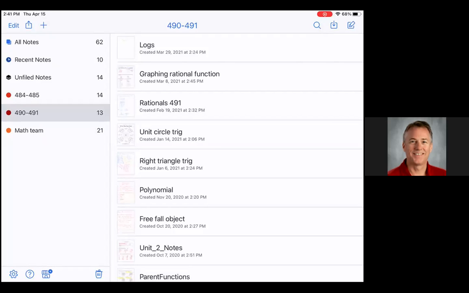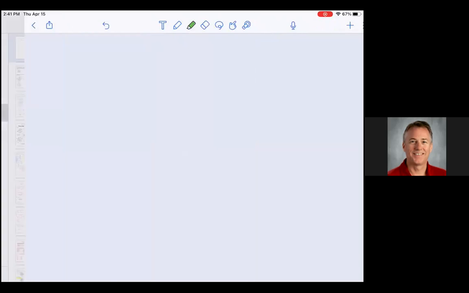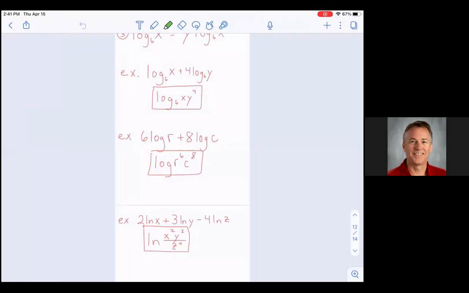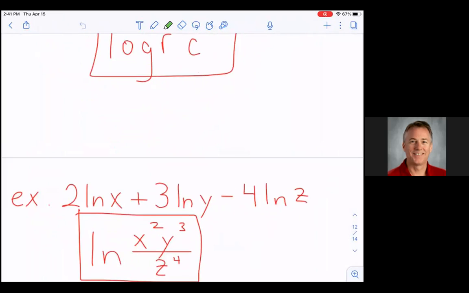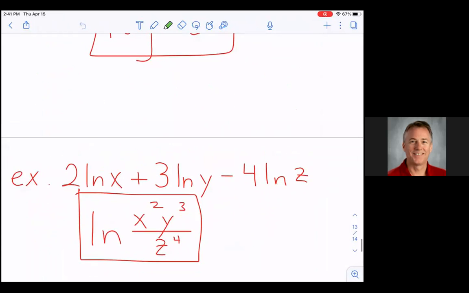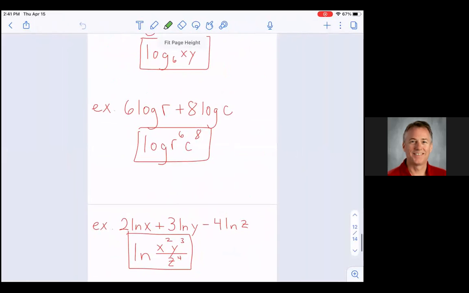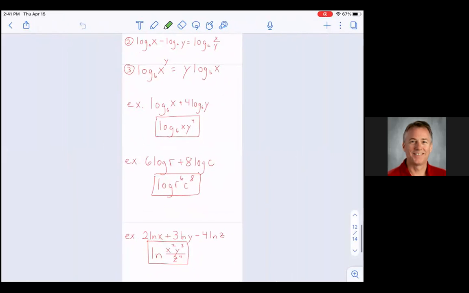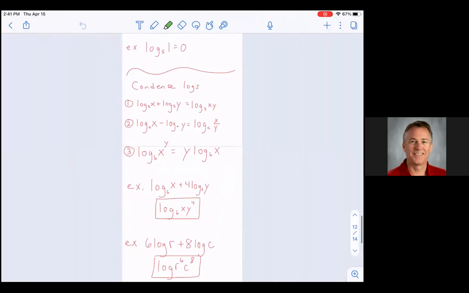All right, so for our notes, we're going to add on to our log section here. So why don't you guys open that up? What we were working on before, and I know it's been a while, so just to go back over where we were, we had these rules of logs. This was the last thing that we did. We had 3 different rules. The addition rule, where we were condensing, addition, subtraction, and the power rule for logs.